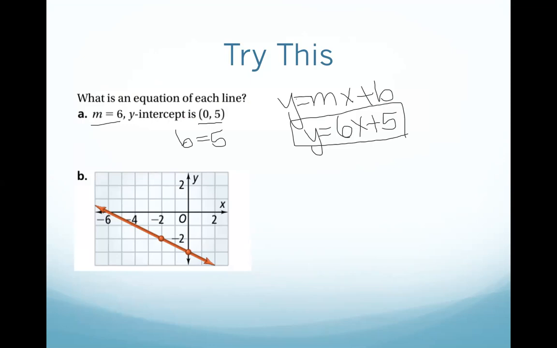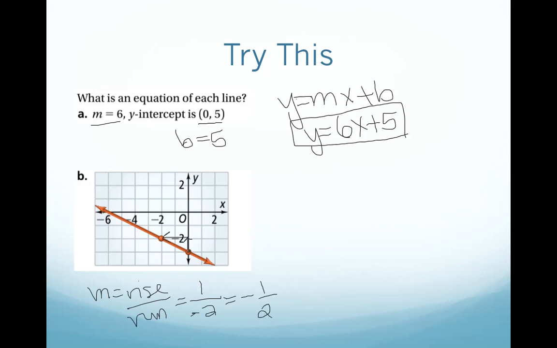Part B, okay, so now I need to find the slope. Rise over run. Well, if I start with the lower point, I rise by 1, and then I go over, but I'm going over to the left. So again, that's a negative distance. I go 2 to the left. So that's a -2. So our slope here is -1/2.